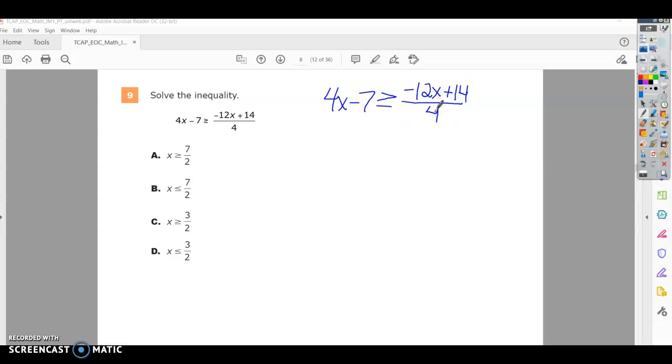All right, so an inequality is similar to an equation. So we're going to work on both sides of the inequality, doing the same thing to both sides. So when I look at this, I see a variable on both sides, but I also see a fraction over here. And so the first thing I'm going to do is multiply by 4, so I can first get rid of the fraction, and then we'll deal with the variable being on both sides.